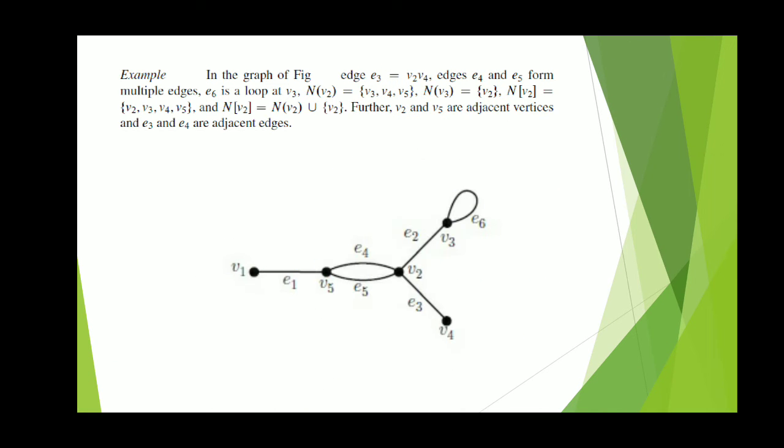So in that example, here V1 and V5 are adjacent because V1 and V5 are connected by the edge E1. Like that, E1 and E4 are adjacent. These two edges are adjacent because they have a common vertex V5.